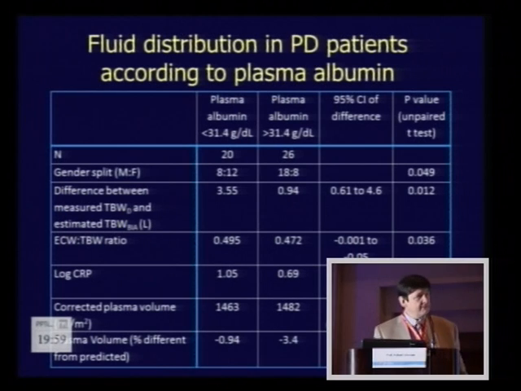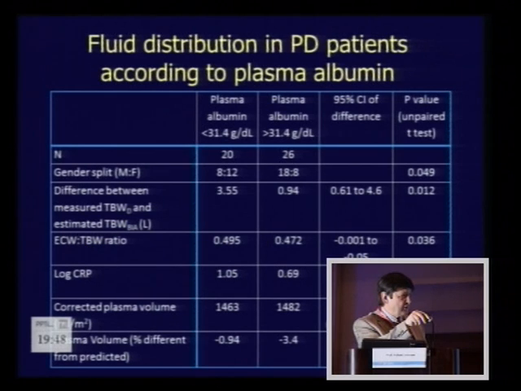And when we looked at that comparing hypoalbuminemic patients with normoalbuminemic patients, we found that yes, the hypoalbuminemic patients were overhydrated, typically by 3 to 4 liters of extracellular fluid if their albumin was below 31. But when we looked at their plasma volume, this was not different in these two groups of individuals, really confirming our suspicion that the majority of this extra fluid or extra hydration you have in PD patients is sitting in the extravascular space.